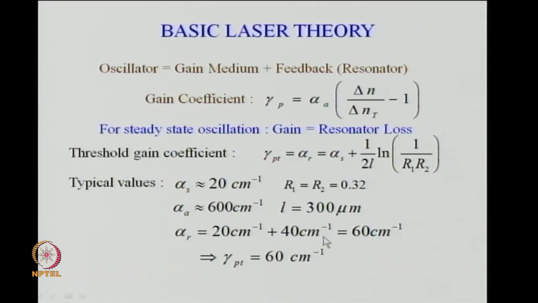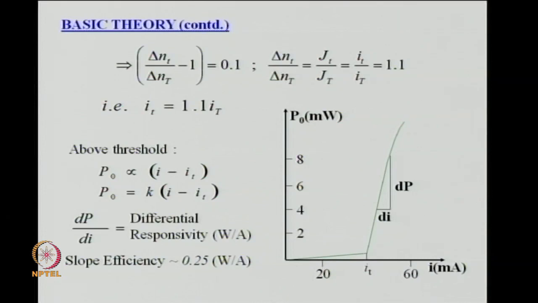Yesterday we had done some numbers, and you see gamma pt is 60 centimeter inverse. Yesterday I had taken probably the same numbers, right? Typical numbers these are. All right. What we now bring is the concept of threshold current. One is transparency current and the other is threshold current.